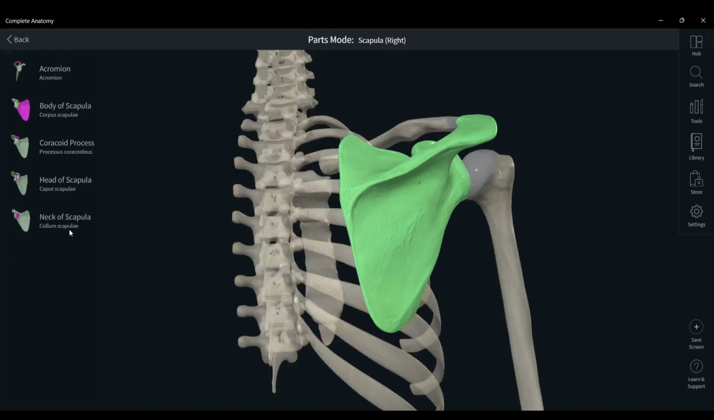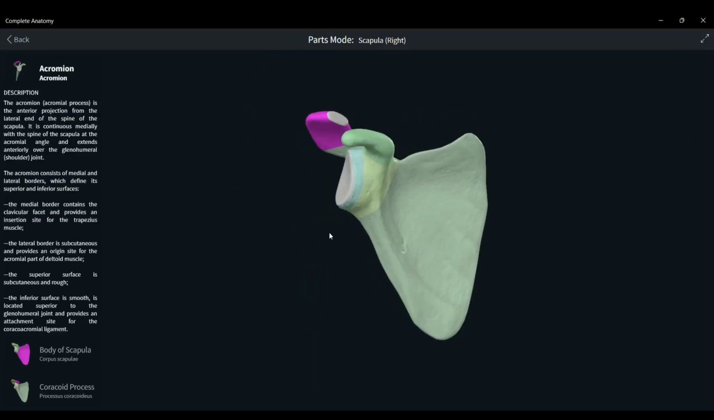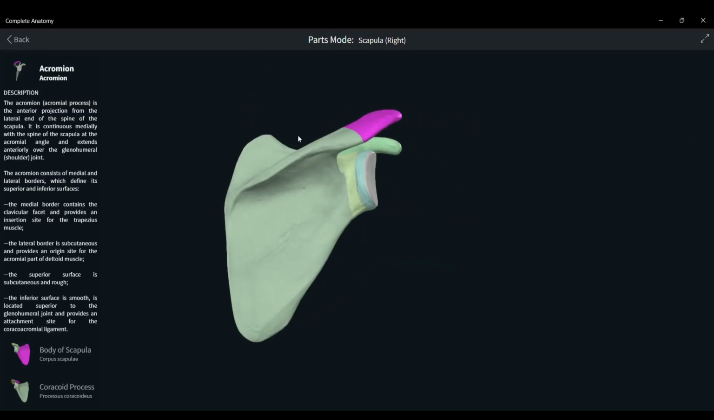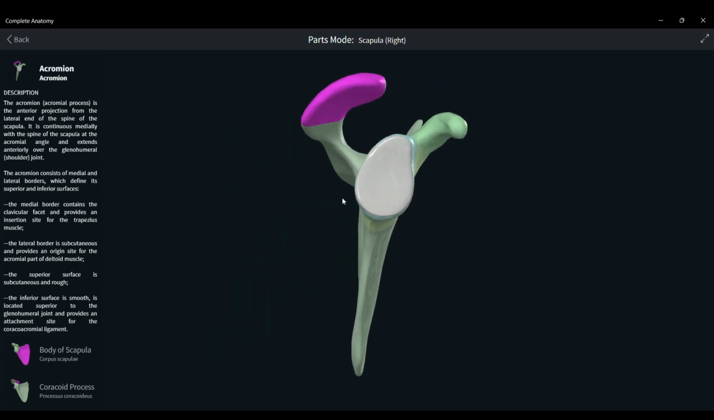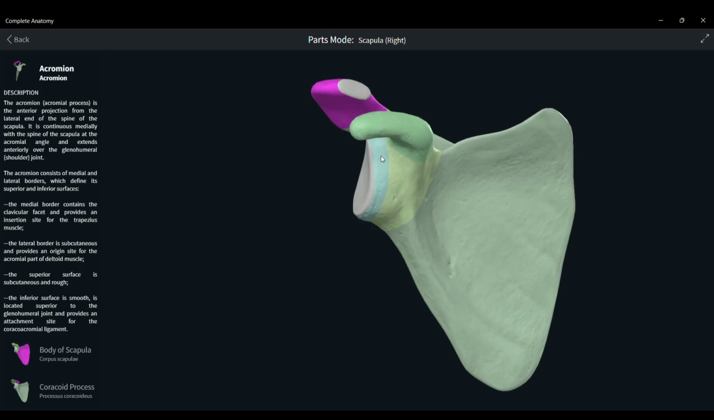Let's begin with the acromion. This is the continuation of the scapular spine, a flat projection that extends laterally and anteriorly. Its superior arch curves above the glenoid cavity, and its end articulates with the clavicle at the acromioclavicular joint.